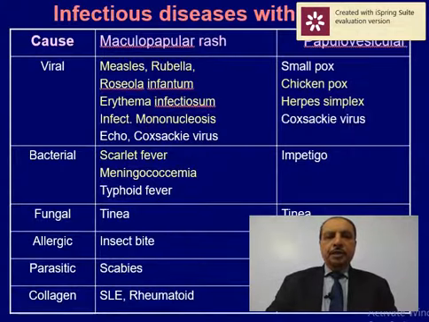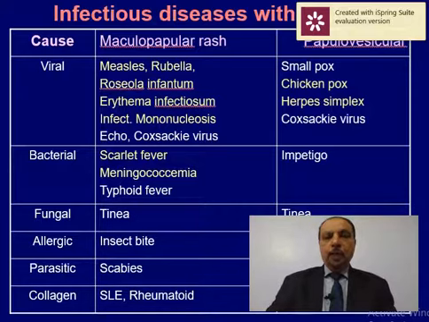Infectious diseases with rash, we have maculopapular rash and papulovesicular rash. Regarding the viral diseases with maculopapular rash, including measles, rubella, roseola infantum, erythema infectiosum, infectious mononucleosis, Coxsackie, and echoviruses. Bacterial diseases causing maculopapular rash, including scarlet fever, meningococcemia, and typhoid fever. Fungal infections like tinea, allergic conditions causing maculopapular rash like insect bite, and again parasitic infections like scabies, and collagen diseases like systemic lupus erythematosus and rheumatoid arthritis.